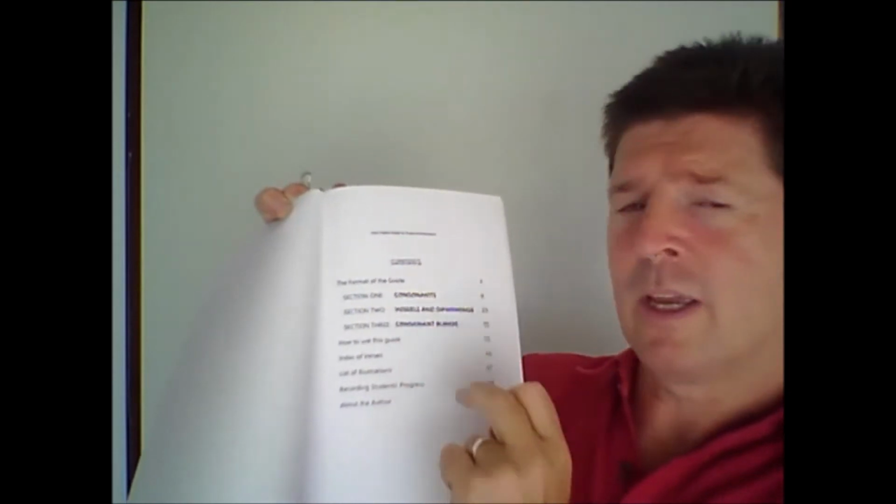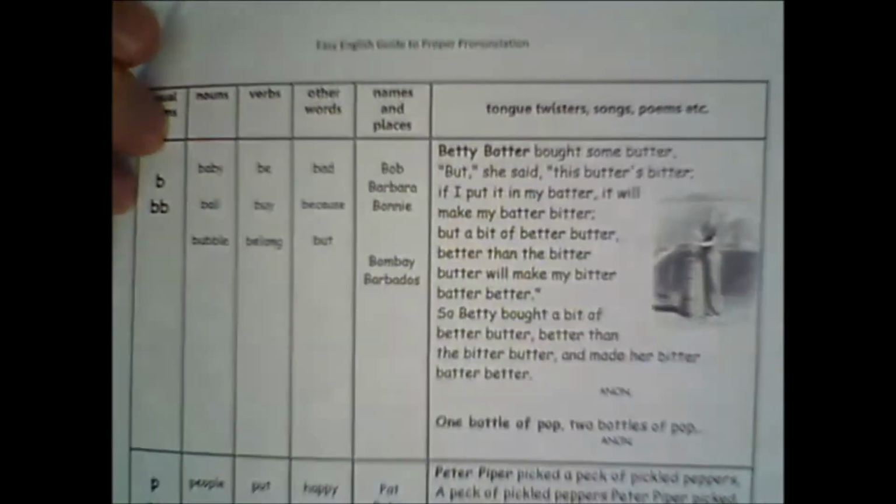The contents page, as you can see, the 3 major parts of this book are the sections on consonants, vowels and diphthongs, and consonant blends. A section describing the format of the guide. Actually, it's pretty straightforward, so maybe I don't need that page there. Consonants. Okay, and this is what each page of the guide looks like. I'll just bring it up close so you can see.